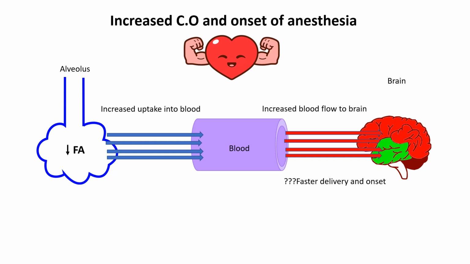So the effect of increased cardiac output on uptake takes precedence over blood flow to the brain, leading to slower onset of anesthetics. The effect of increased cardiac output is particularly pronounced for highly soluble anesthetics, such as halothane. Ventilation also plays a role in this process, but we will discuss its effects in detail later.